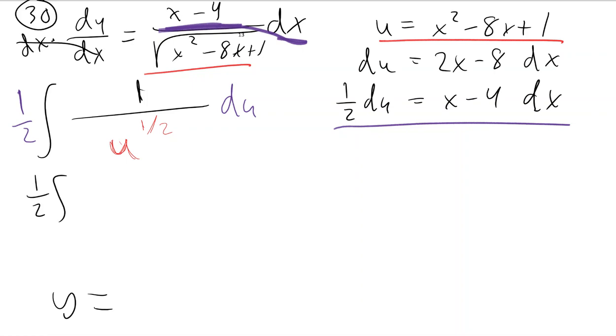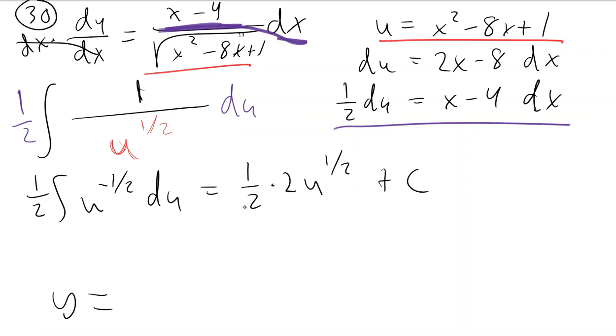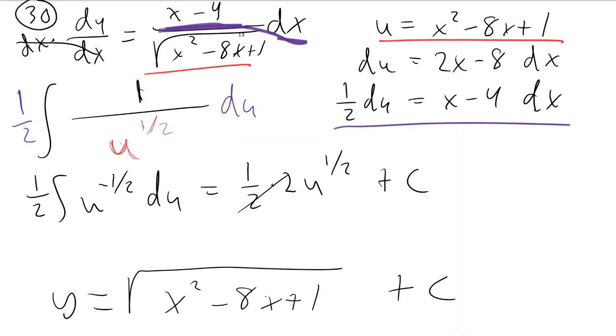Okay, so I would probably rewrite this like so that I could just do the power rule. Raise the power by 1, divide by the new power. Dividing by a half is the same as multiplying by 2. Don't forget your plus C. Those are going to cancel, so I'm left with u to the 1/2 plus C.